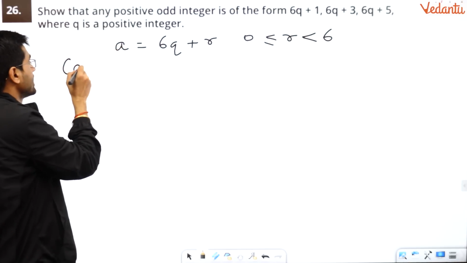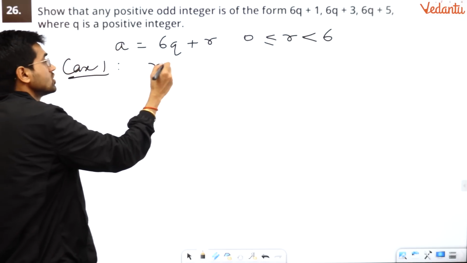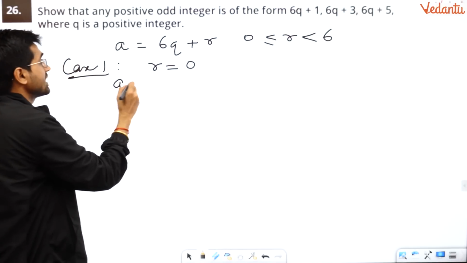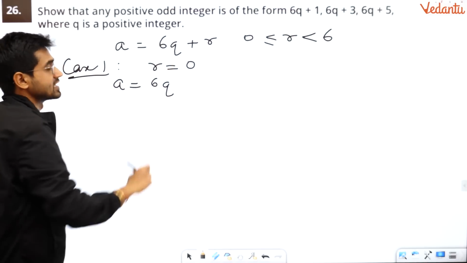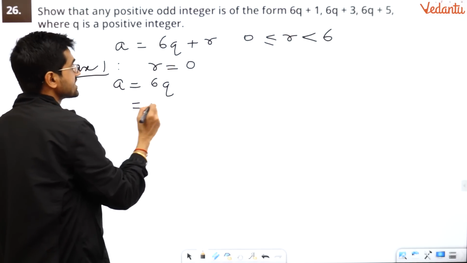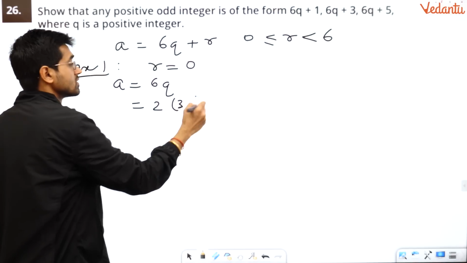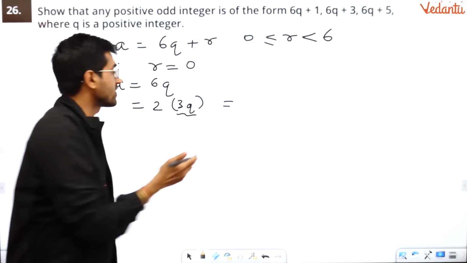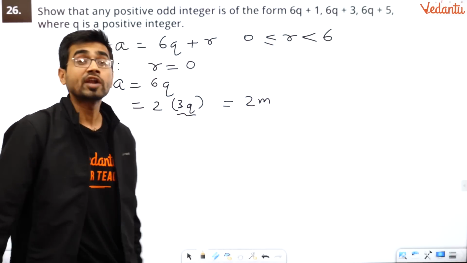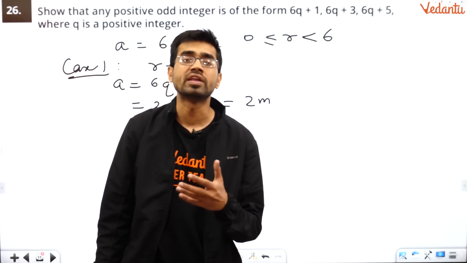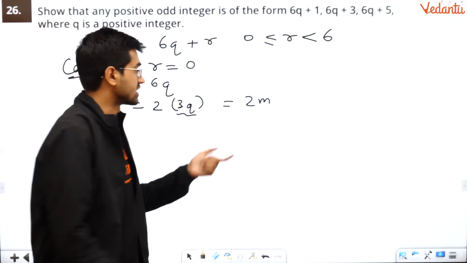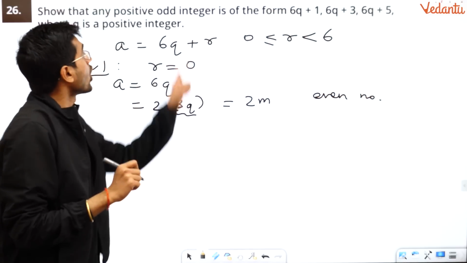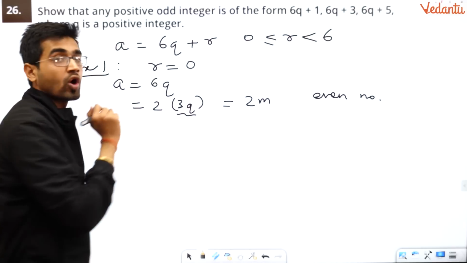Let us start with case 1. It's going to be a long solution, so please have patience. Put r as 0. What will be the number? 6q. You have to prove it is an odd integer. Just notice this thing. Can I write 6q as 2 into 3q? Yes. I've just told you any number is any number. So 2m. But I told you the general representation of an even number is 2 times something. So it is an even number and not an odd number. I want the odd integer representation, so this cannot be an odd integer.